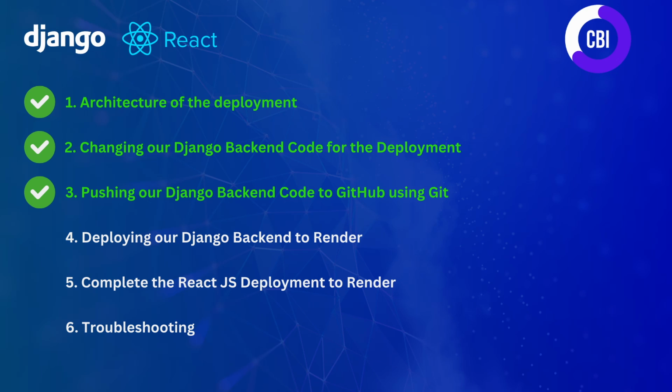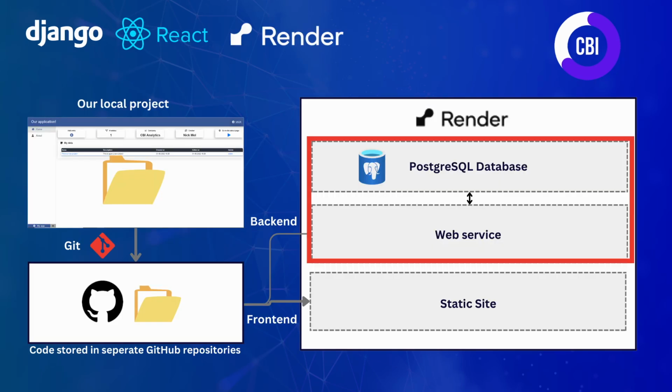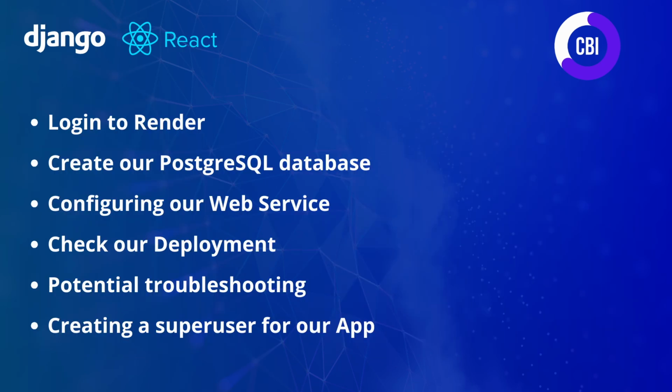In this fourth video, we're going to continue and we're going to deploy our Django backend code on the Render cloud. And if we're taking a look at the architecture picture, we're going to be focusing on the items in the red box, so that in the end of this video, we have all of the services on Render ready and we have our backend code from GitHub connected, meaning that our application is deployed and available on the Render URL.